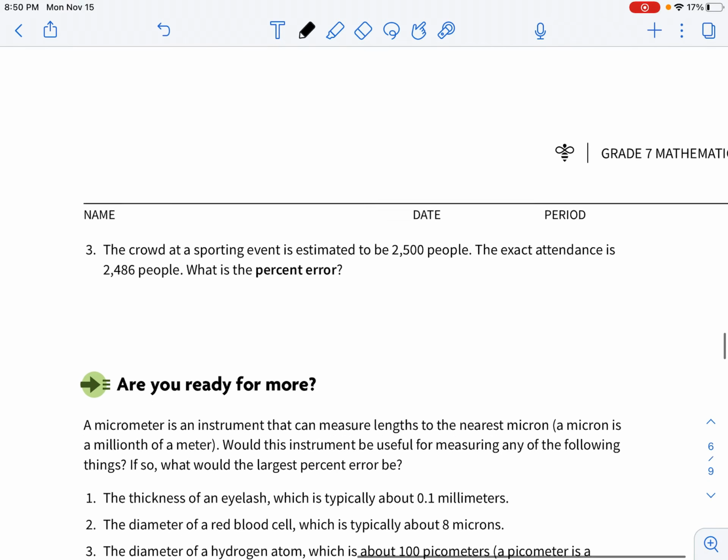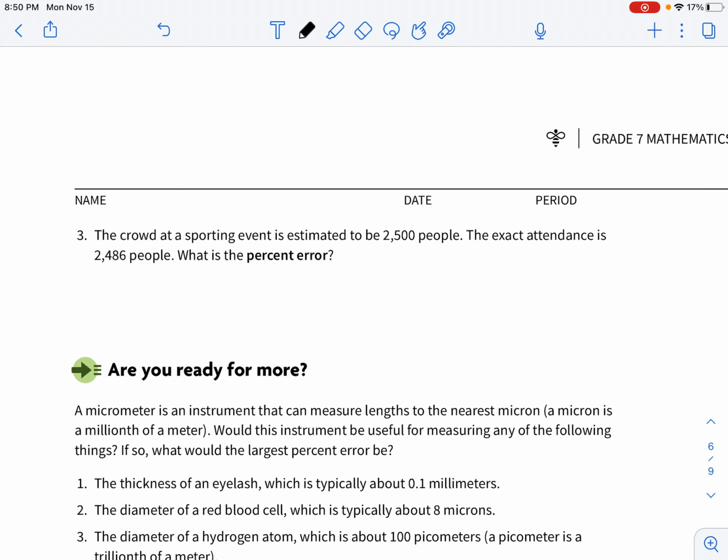Okay, then the last one here says the crowd at a sporting event is estimated to be 25,000 people. The exact attendance is 24,486 people. What is the percent error? So to find the percent error, we need to find what the difference is and then divide that by the original. So this was the original amount, or the actual amount. To find the difference, you're just going to take the two numbers and subtract them.